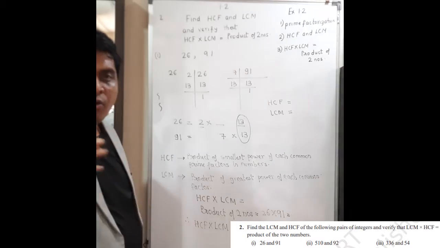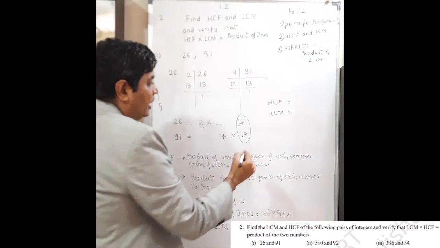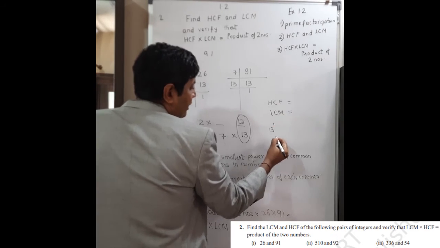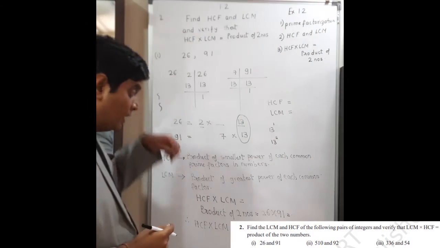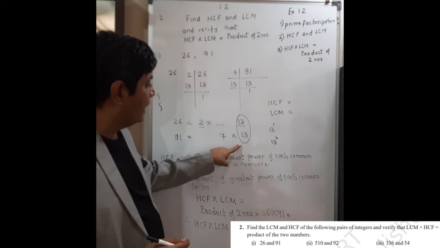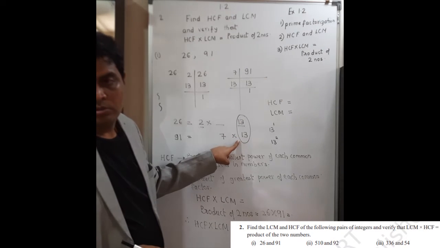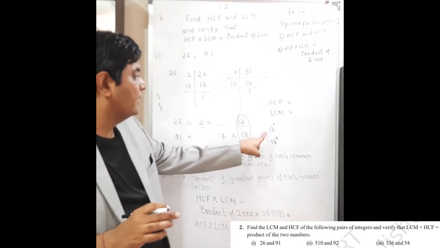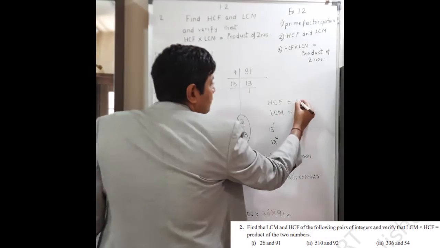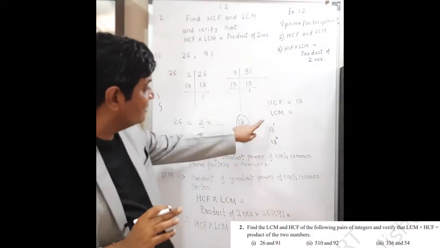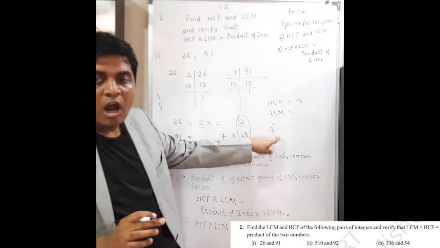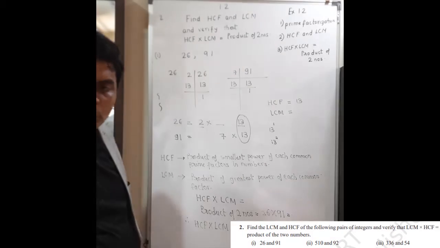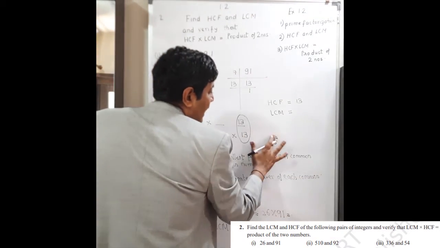Now suppose the common factor you get here is 13 raised to 1 and here 13 raised to 2, then what you will do? In that case, you have to take the smaller of the two. So out of 13 raised to 1 and 13 raised to 2, which is the smaller? It is 13 raised to 1. So HCF will be 13. Understood? Suppose it is 13 raised to 2 and 13 raised to 3. Out of both, the smaller is 13 raised to 2. Then you will take 13 raised to 2. So this is how you are going to find the HCF.